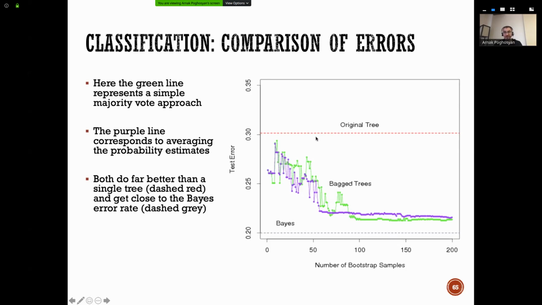But in any case, when you are comparing with the original tree, the best possible should be 0.2. Here you have 0.3 with the original tree, and maybe 0.15 for this bagged tree. You need to decide, is it reasonable to apply bagging, or you can just go ahead with this original tree? Because sometimes it's also possible that bagging doesn't improve your approach.